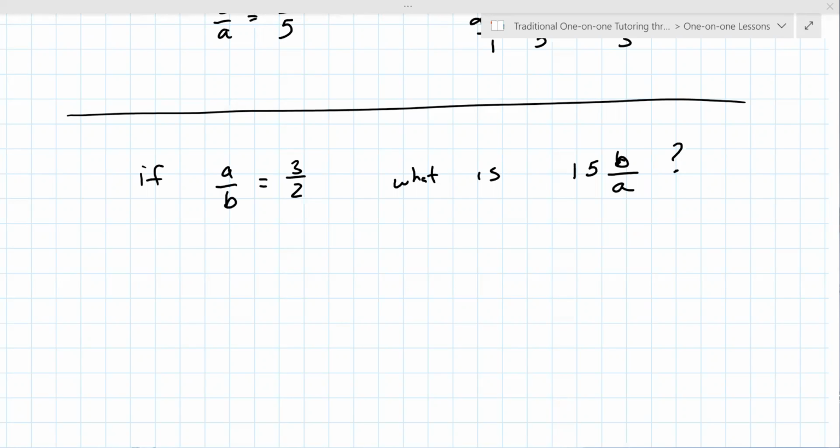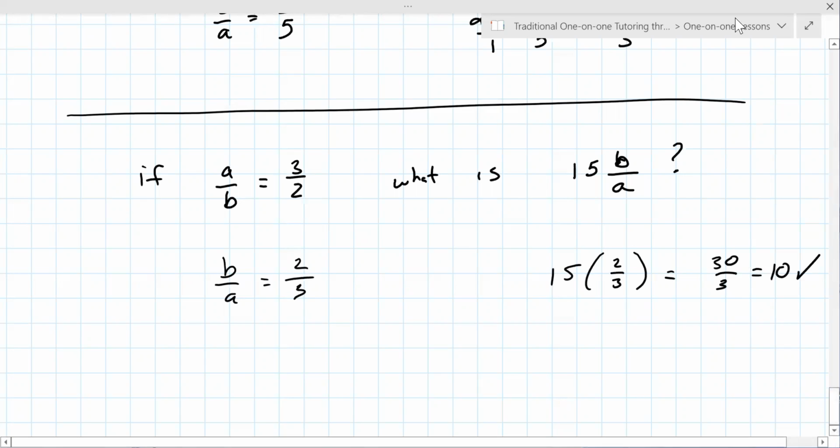Thirty over 3, and that equals 10. That is correct. B over A equals 2/3. You flip the fraction. 15 times 2/3 is 30 over 3, which is 10. Very good. Okay. Is this a difficult question now that you understand how to do it? That is a difficult question, but I'm understanding how to do it. That's great. What is this? What is it called? This is just algebra stuff that we're doing for the exam.